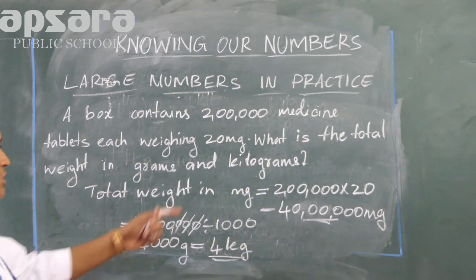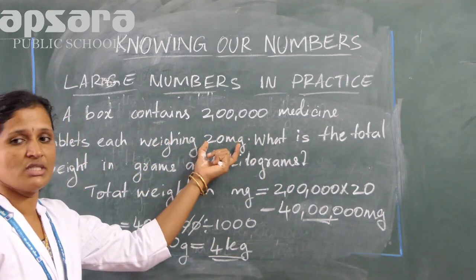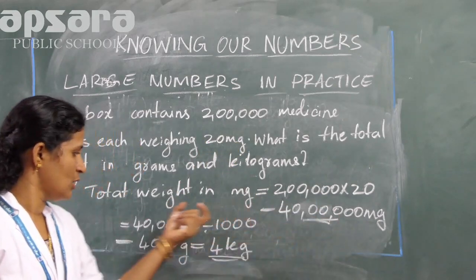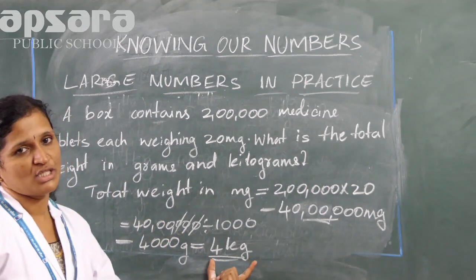So our question was, what is the total weight in grams and kilograms? The weight was given in milligrams. So in milligrams it is 40 lakh. Divide by 1000 you will get 4000. Again divide by 1000 you will get 4 kg. Okay.